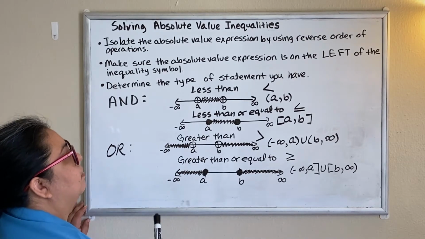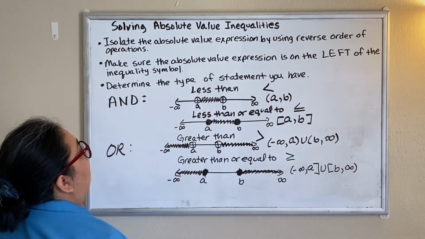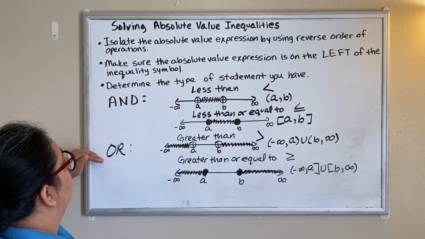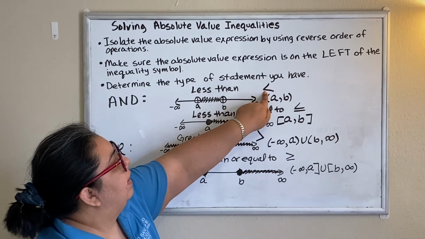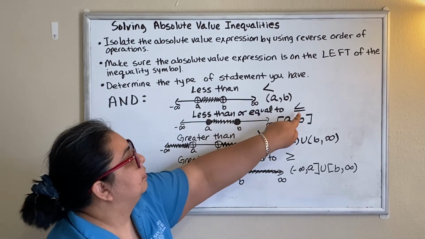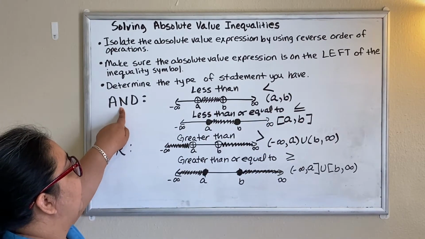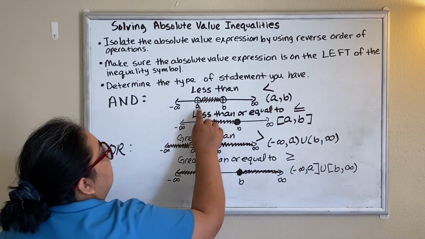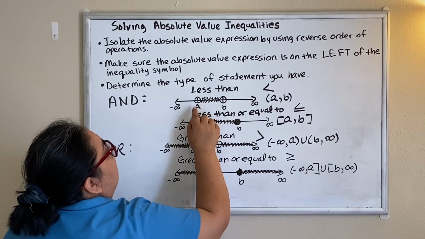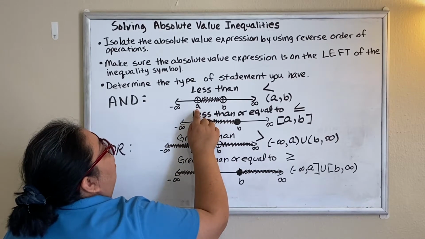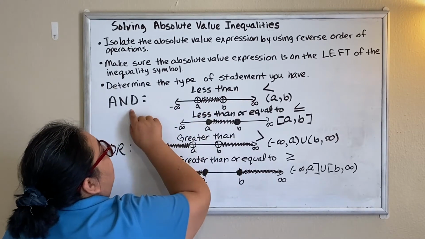So once you have that absolute value on the left of your inequality symbol, you need to determine what type of statement you have. You can have either an and statement or an or statement. If you have less than, that's this symbol right here, or if you have less than or equal to, that's this symbol right here, then you're going to have an and statement. And in an and statement, you shade between the two numbers that you find as part of your absolute value inequality. So you're going to find a lower number and a higher number, and you're going to shade in between when you have less than, when you have an and statement.